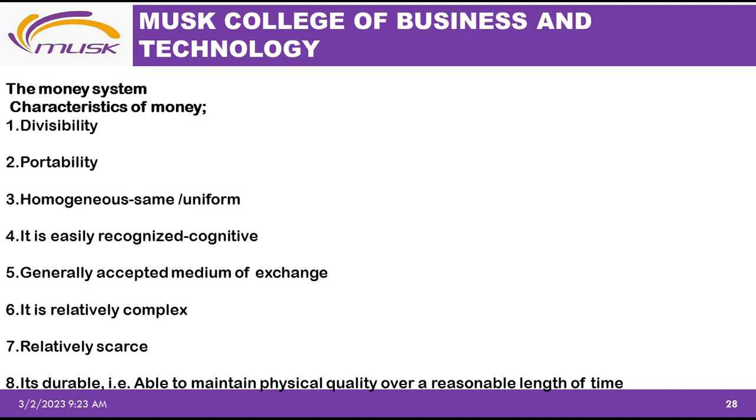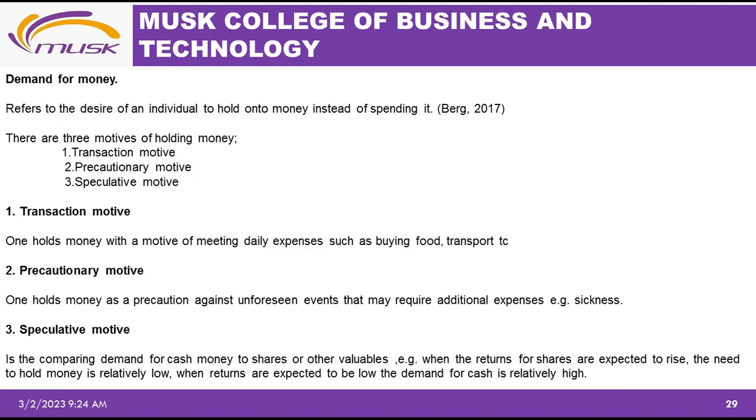And then we can say that it's durable, that is, able to maintain physical quality for a reasonable length of time. Then the demand for money. This is a very interesting subheading. There are different reasons why people hold money, or why individuals keep money. Number one is the transaction motive. Number two is the precautionary motive. Number three is the speculative motive.